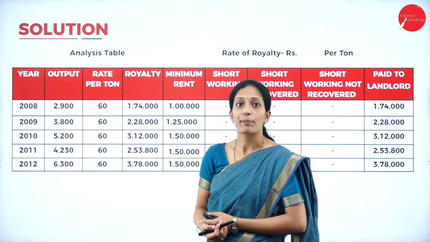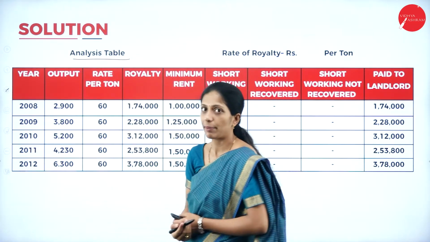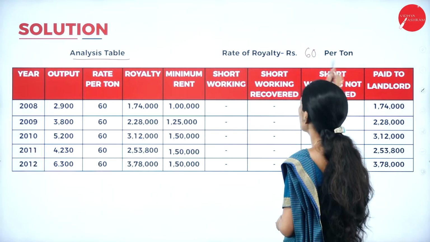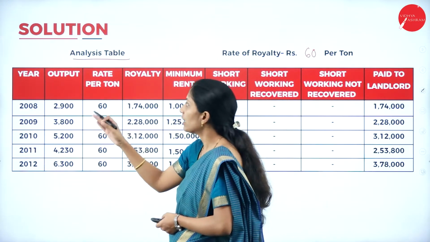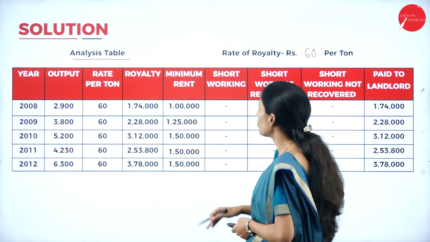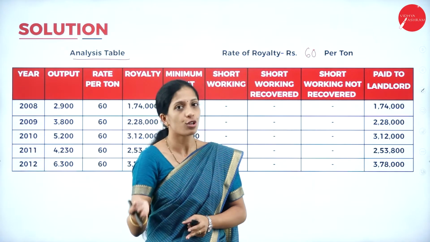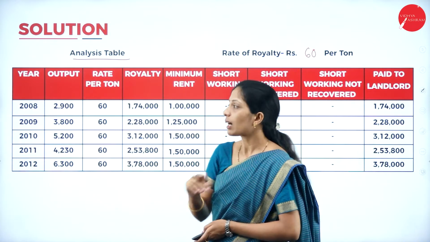So, first we have to prepare the royalty analysis table. So, this is royalty analysis table and rate of royalty, that is rupees 60 per ton. So, we have already seen. Now, what is the table here? Year, output, rate per ton, royalty, minimum rent, short workings recovered, short workings not recovered, amount paid to landlord. So these will be the columns. Now come to the first year.